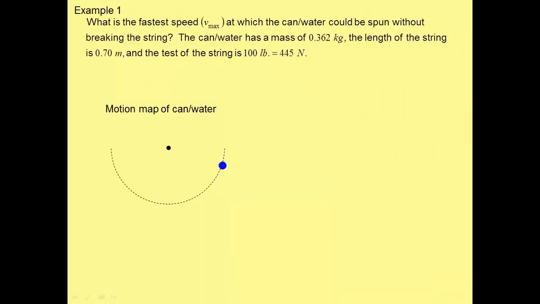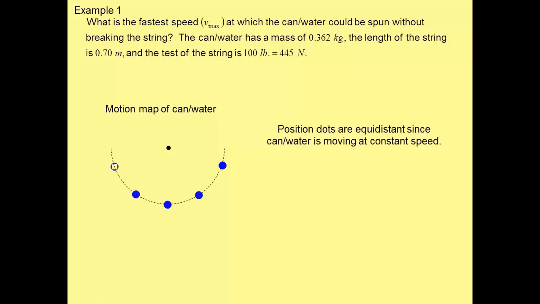So, first of all, it's moving at a constant speed. So what should be true about the placement of my dots? That's right, they should be equidistant from one another. Make sure, by the way, one of your dots is dead at the bottom so that it's the point we're going to analyze later.